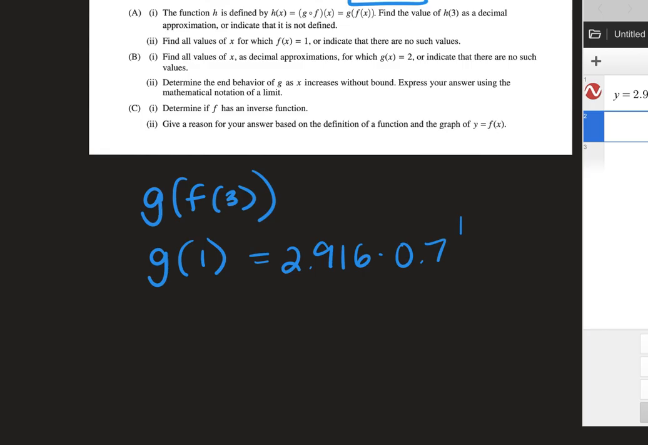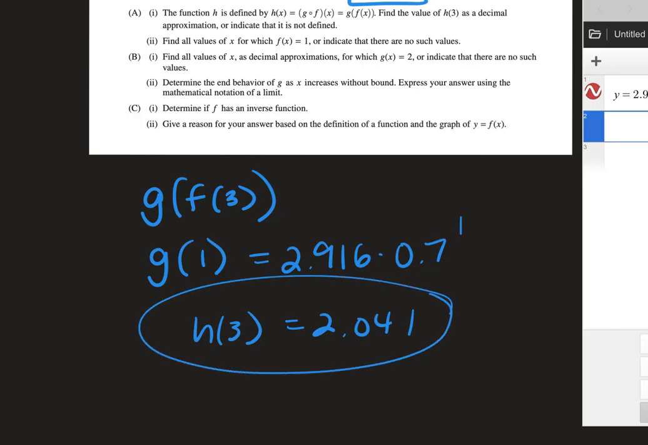Actually, it would have been h of 3 equals 2.041. Did we get it right? Yes, give yourself a point. It's a well-earned point.